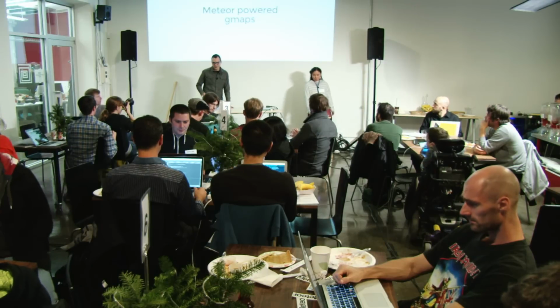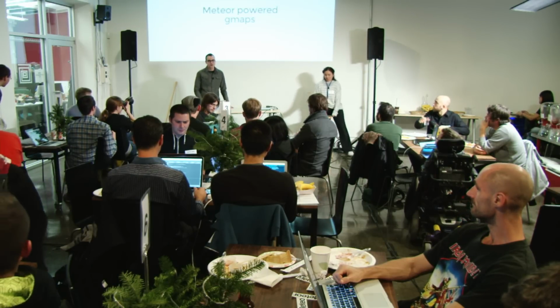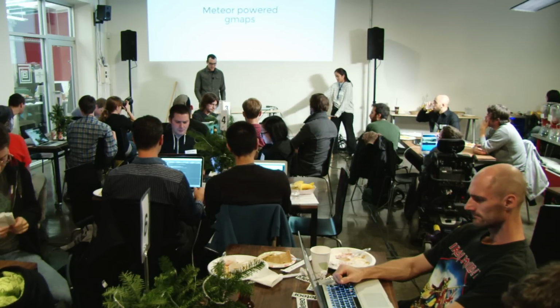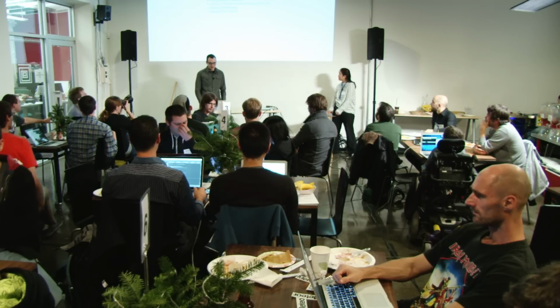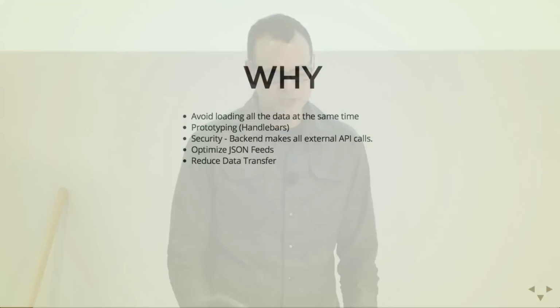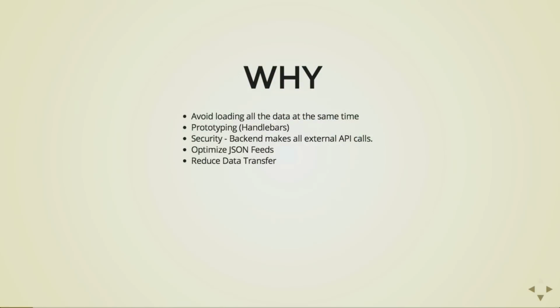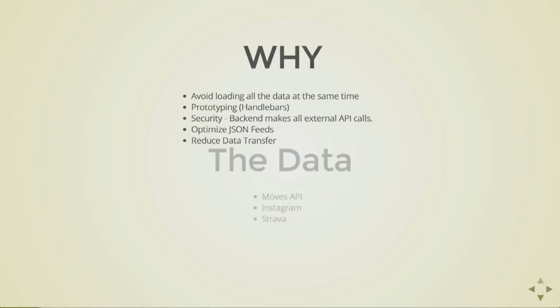Hi, I'm Ronaldo. I'm here to tell you about Meteor-powered Gmaps. Specifically, why? That's a good question. Mainly, we avoid loading all data at the same time. I like to have a prototype with handlebars a lot, and it's also a little more secure. A lot of Gmaps stuff kind of exists as AJAX that occurs when you query an API. We can also optimize JSON feeds if we choose, and ultimately reduce data transfer.